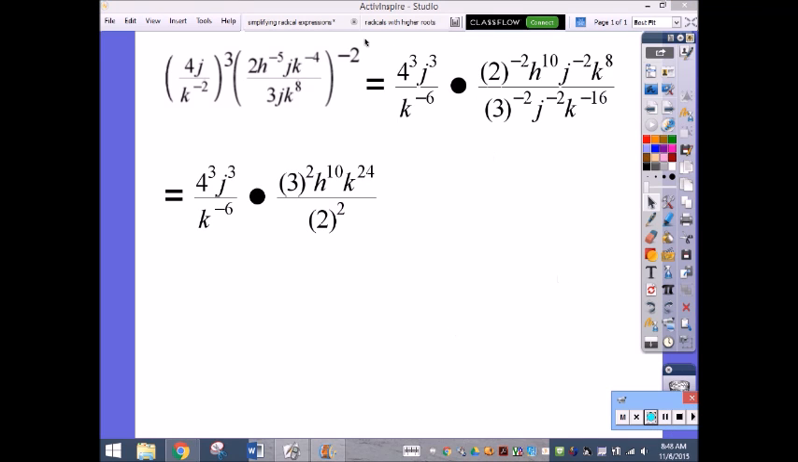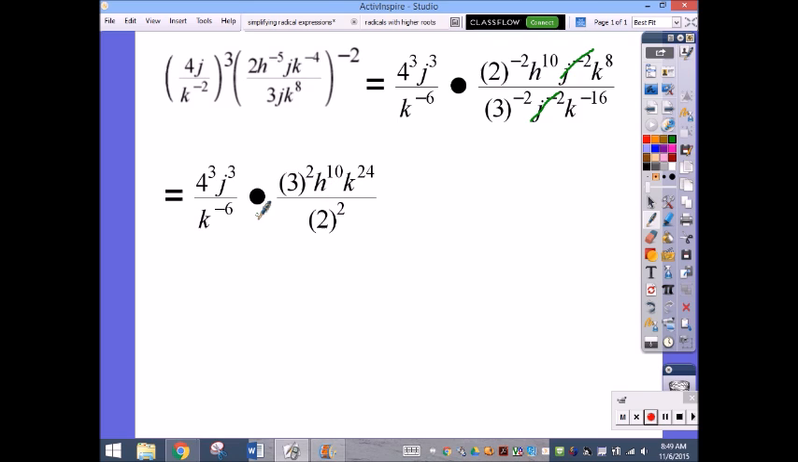So once I've done that, now I have the 3 squared on top and the 2 squared on bottom. And then when I subtracted my exponents from my j's, negative 2 minus negative 2 became 0. So it would be j to the 0 power, which equals 1. So basically, those two would cancel. And then 8 minus negative 16 is 24. So I have k to the 24th.